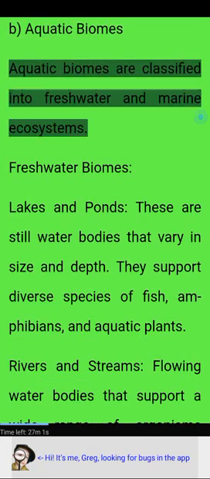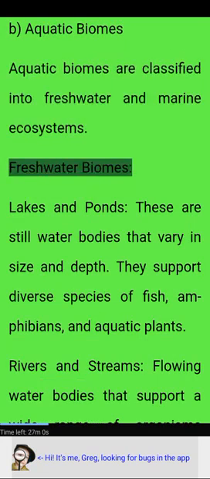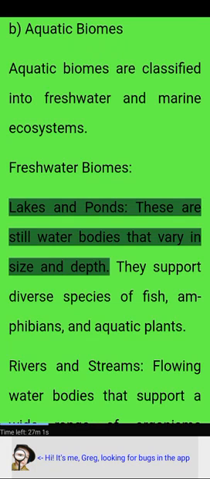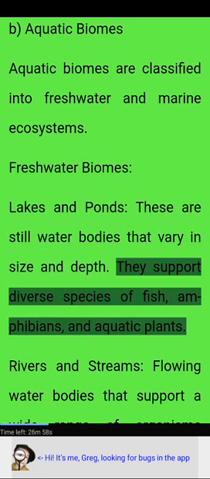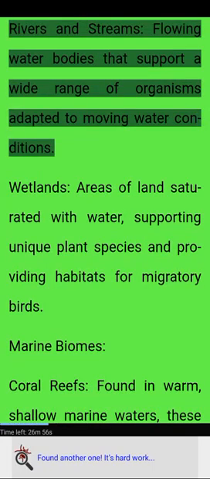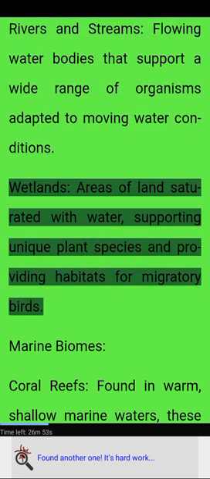B. Aquatic biomes. Aquatic biomes are classified into freshwater and marine ecosystems. Freshwater biomes. Lakes and ponds: these are still water bodies that vary in size and depth. They support diverse species of fish, amphibians, and aquatic plants. Rivers and streams: flowing water bodies that support a wide range of organisms adapted to moving water conditions. Wetlands: areas of land saturated with water, supporting unique plant species and providing habitats for migratory birds.